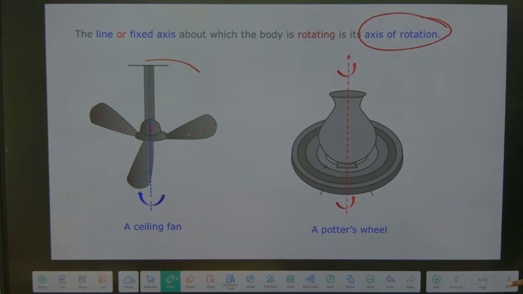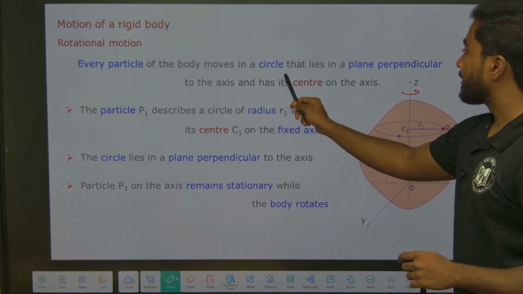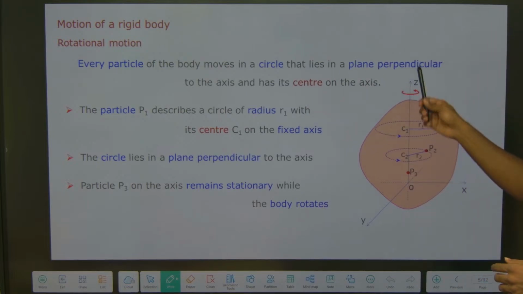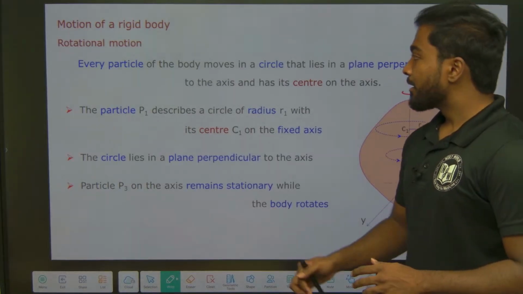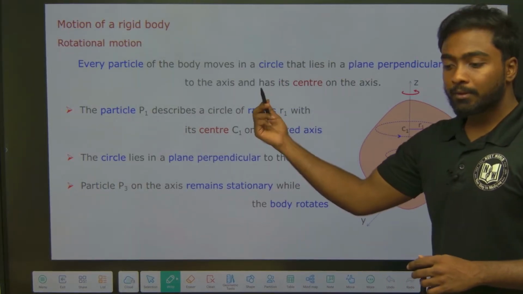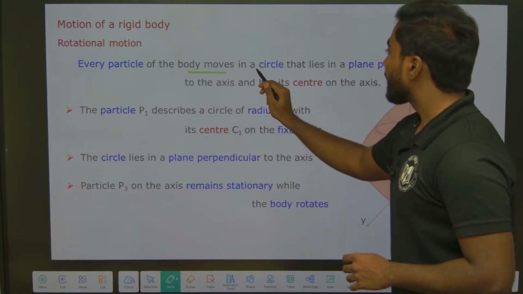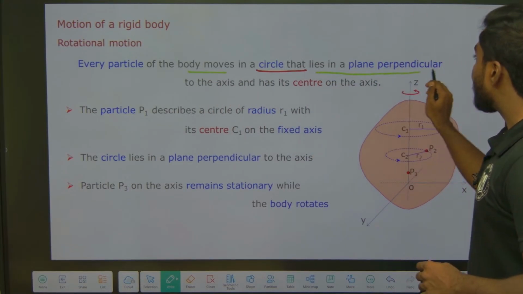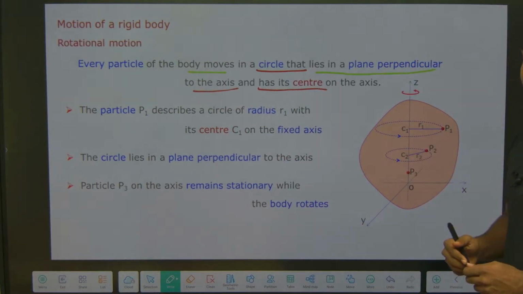So the next one, motion of a rigid body: rotational motion. Every particle of a body moves in a circle that lies in a plane perpendicular to the axis and has its center on the axis. When we talked about the ceiling fan, we talked about the particles in the wings. That's the same thing: every particle of a body moves in a circle that lies in the plane perpendicular to the axis and has its center on the axis.